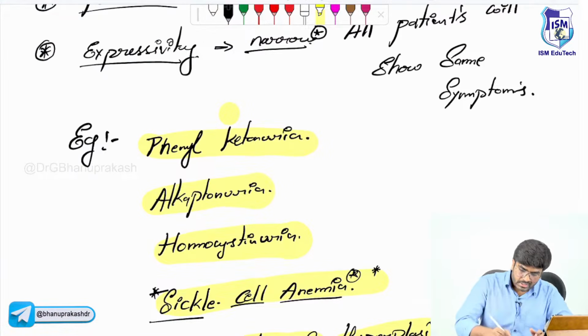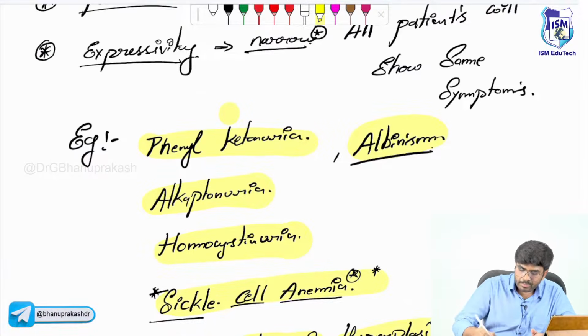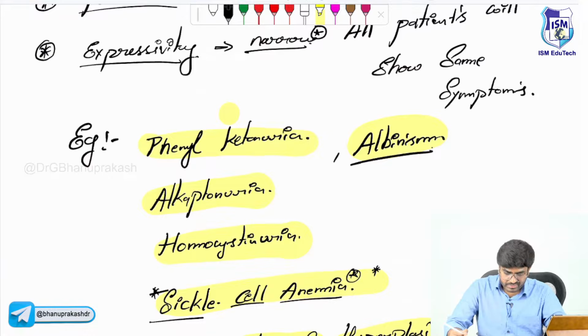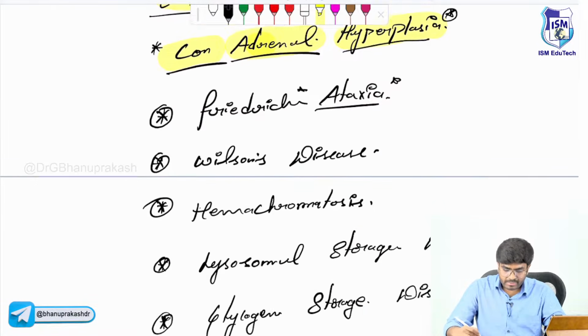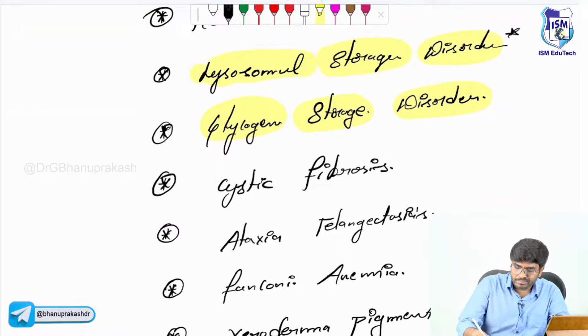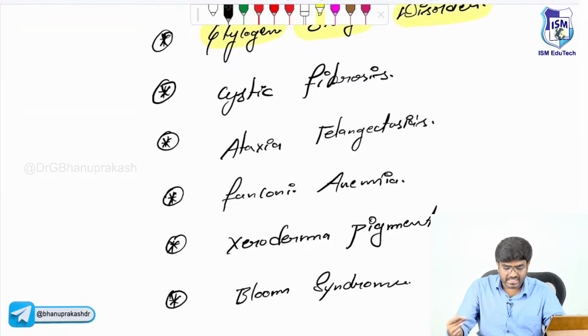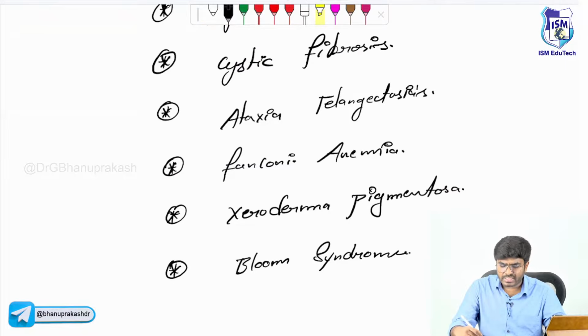Now, one important point is albinism, right? Albinism. Okay, so albinism, one more example which follows the autosomal recessive inheritance pattern. Next, Friedreich's ataxia, Wilson's disease, hemochromatosis, all lysosomal storage disorders. Exceptions are there. Hunter's is an exception. We'll discuss later. Lysosomal storage disorders, glycogen storage disorders, cystic fibrosis, ataxia telangiectasia, Fanconi's anemia, xeroderma pigmentosa, Bloom syndrome. These are all examples of autosomal recessive disorders.